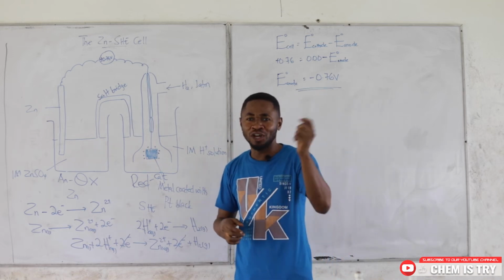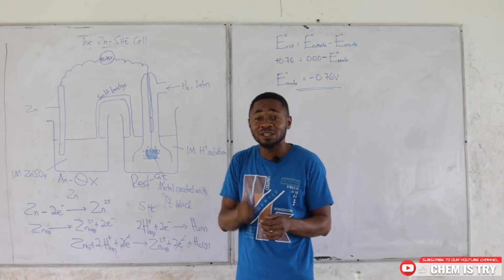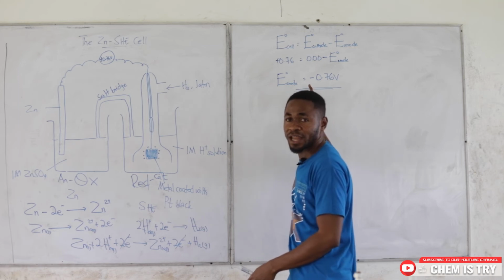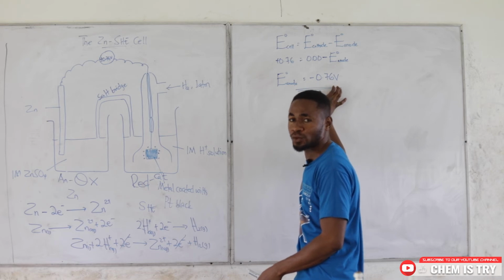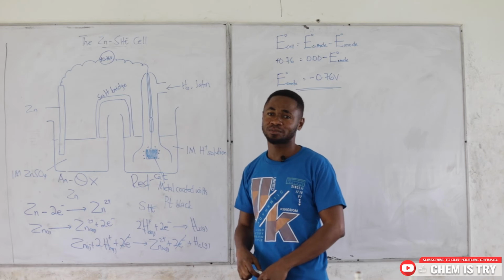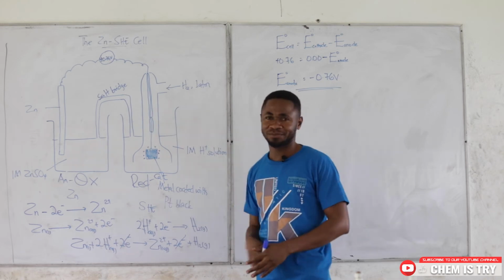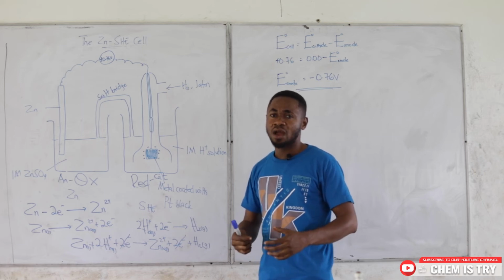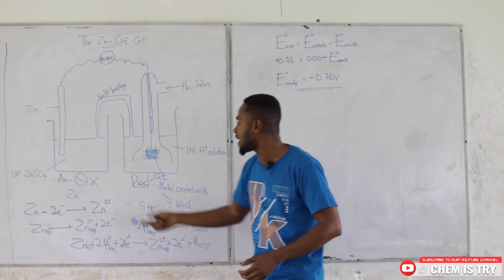You can check the previous video and look at the chart. You will realize that the standard reduction potential value of the zinc electrode is negative 0.76 volts. Now, that is how they came by that value. In this case, the SHE served as the cathode, and the electrode whose electrode potential you wanted to look for served as the anode.